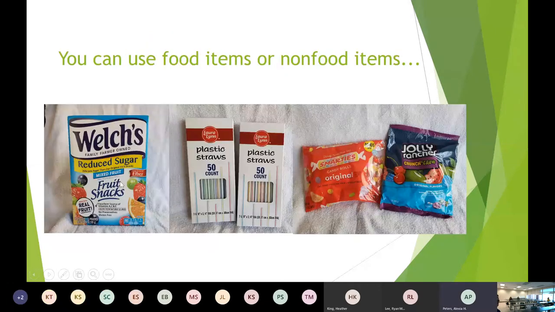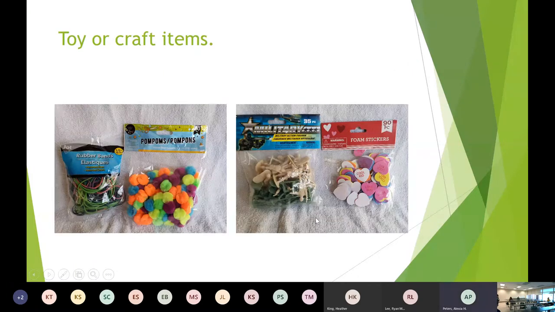Straws, there are different colors. Fruit snacks, Smarties, Jolly Ranchers. Of course, I would pick M&Ms and Skittles. That's what I would pick, but they pick some nasty stuff. Foam stickers. Oh my gosh, military toys. Oh my gosh, that's awful.